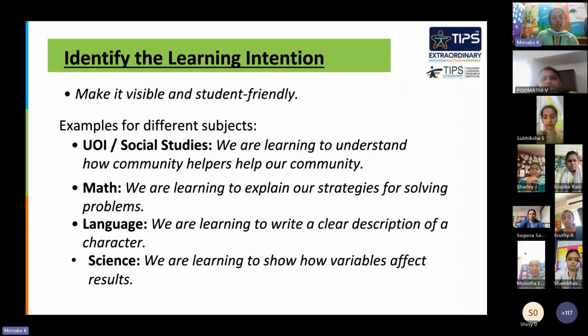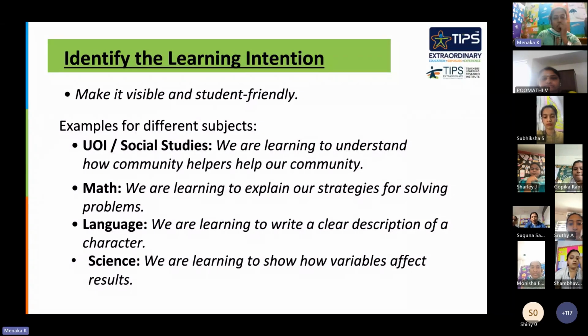We are learning to understand how community helpers help our community. So for creating a success criteria, we can use an I can statement. So use an I can statement and create your success criteria. You should have an I can statement and you should have verbs like explain, describe, model, share, write. All these words you can use to create your success criteria.